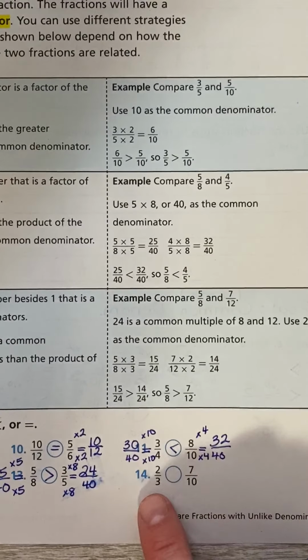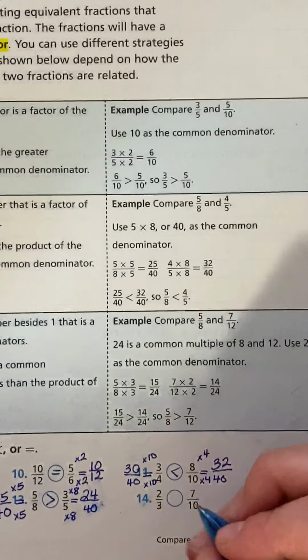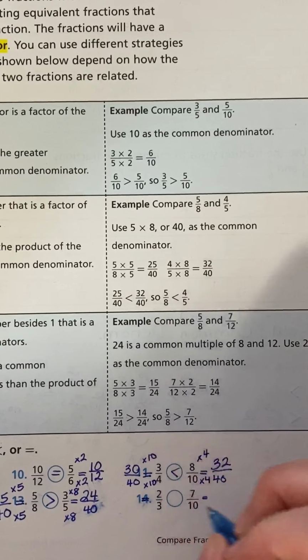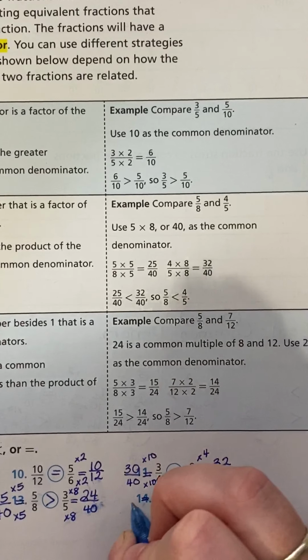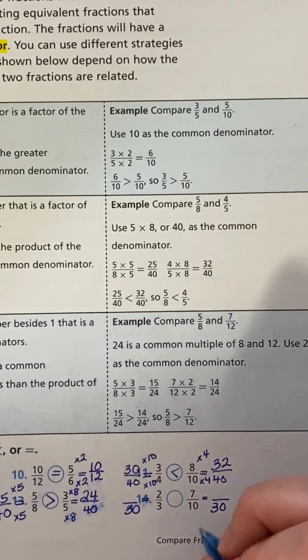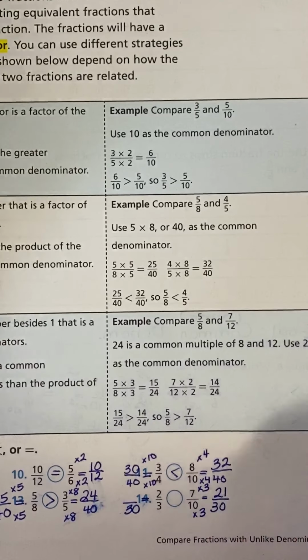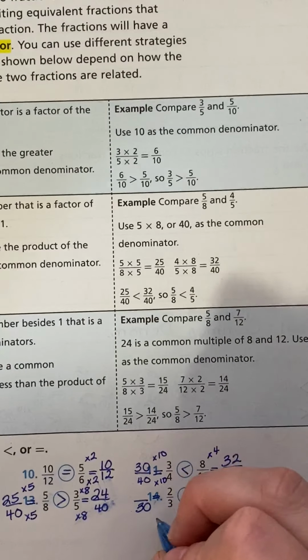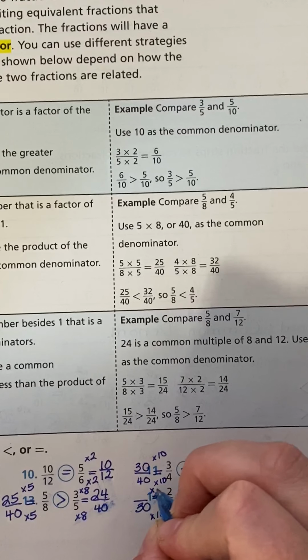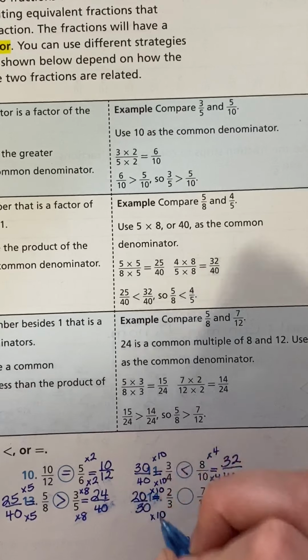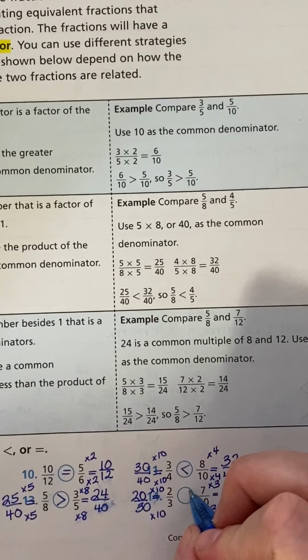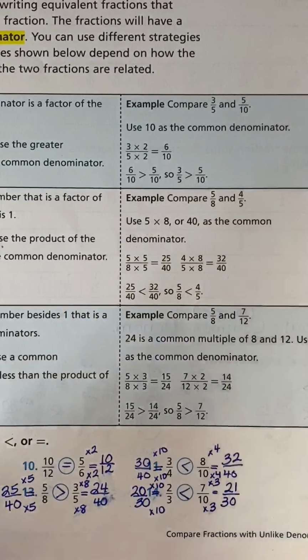And then the last one, can I turn 3 into tenths? I cannot. So find a quick common denominator. 10 times 3 is 30. Do the same to the numerator. That's 21/30ths. And then 3 times 10 is 30, so 2 times 10 is 20/30ths. So 2/3 is just a little bit smaller.